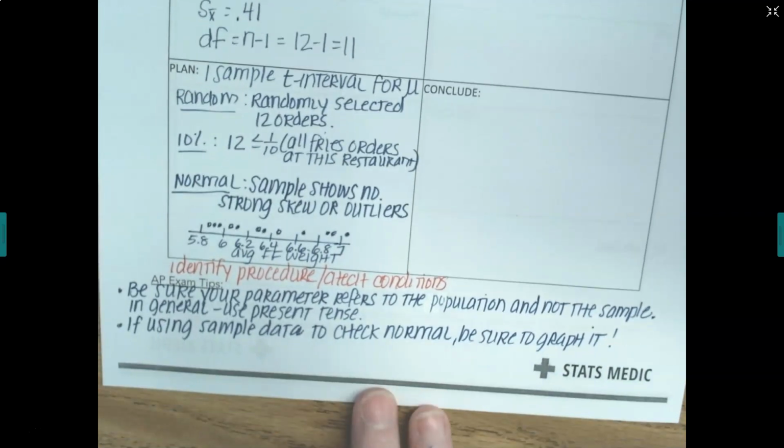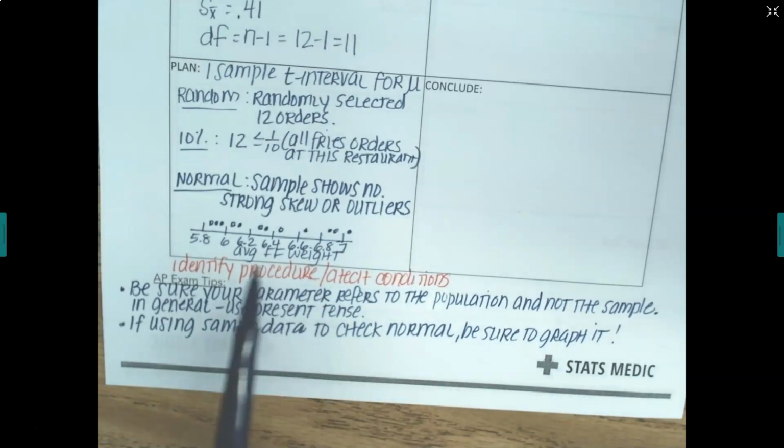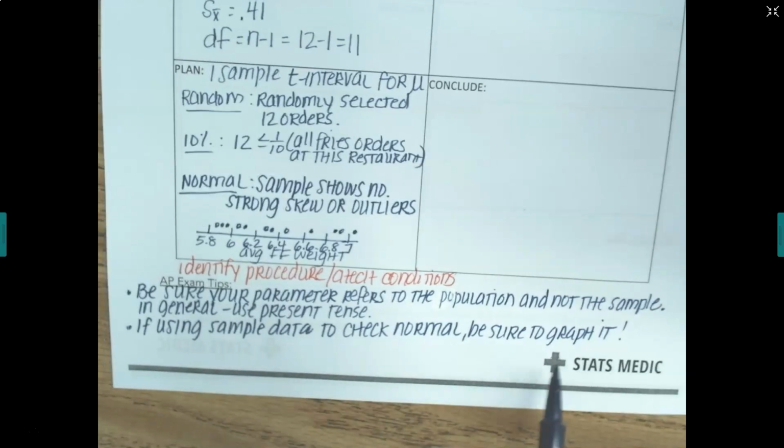That brings us to our second AP tip. If you're using sample data to check normal, be sure to graph it if the graph wasn't provided to you. Sometimes they'll give you the graph and you can refer to the graph that's already there. But if it doesn't exist, you have to graph it as evidence of what you're talking about. Okay? All right, so we got our state, we got our plan.